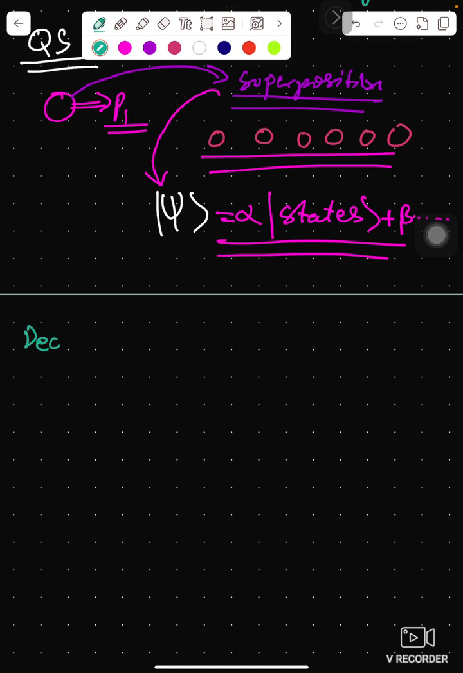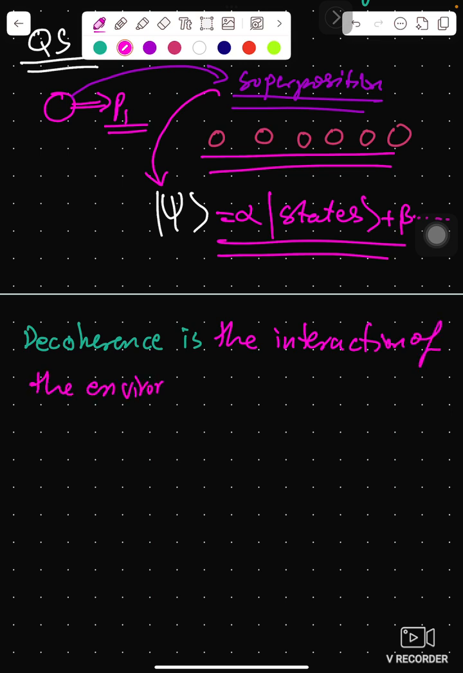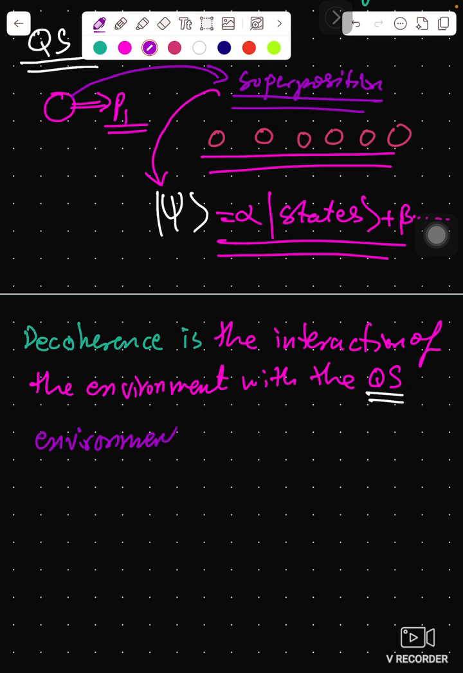Okay, so what happens is decoherence. Decoherence is nothing but the interference or interaction of the environment with the quantum system. Okay, now what I mean to say is, in it, the term environment, anything can come in it.